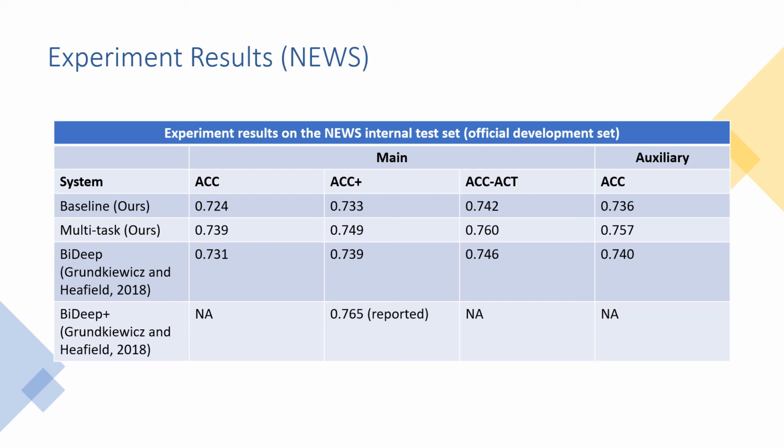In the paper of Grundkiewicz and Heafield, they implemented the BiDICT model as their baseline and applied several machine translation techniques to improve it. And that is the BiDICT Plus here. We reproduce their baseline BiDICT and present the scores here. However, the score for BiDICT Plus is reported according to their paper. Our model surpasses their baseline BiDICT, but it does not beat the BiDICT Plus on the official development set.